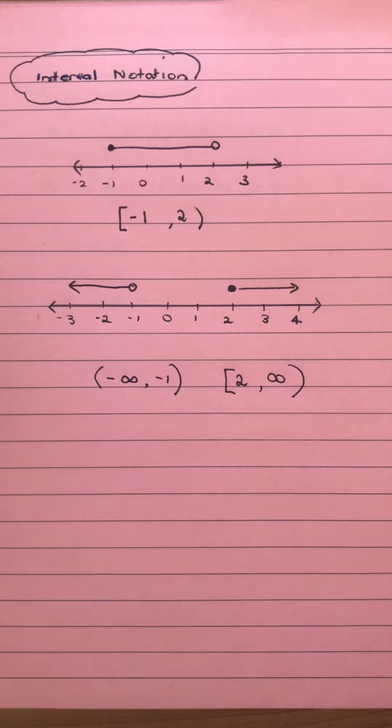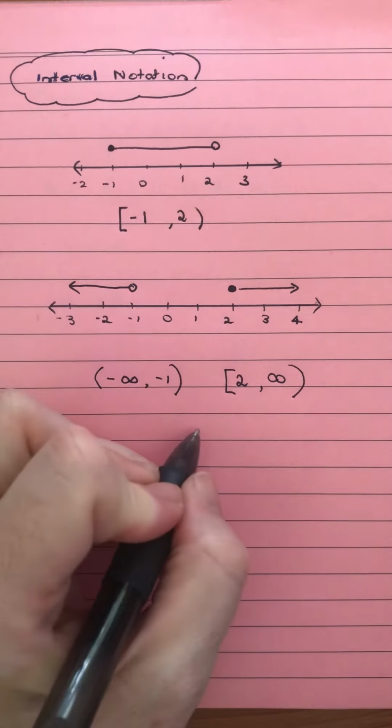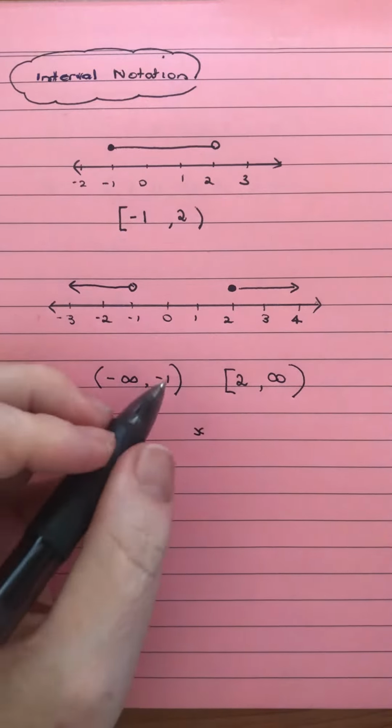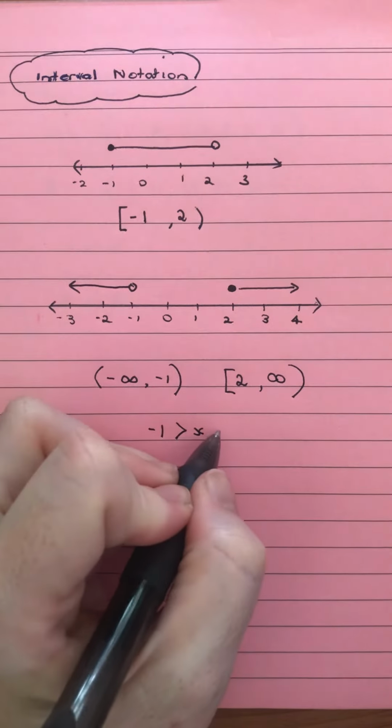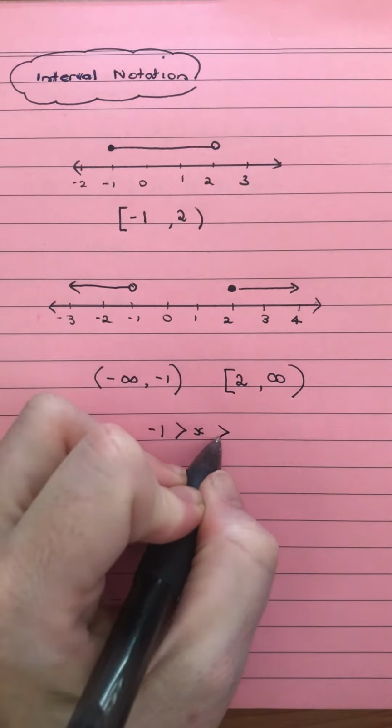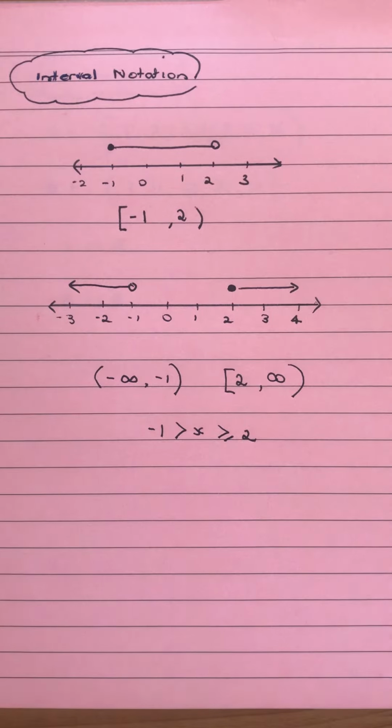Another option if we were using an x would be that x is less than -1 and greater than or equal to 2, which is another way of doing it. But if we're talking interval notation, we generally want the closed bracket, the box brackets, curve brackets scenarios.